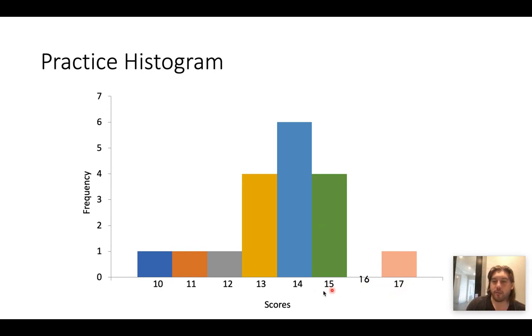Again, remember your possible scores are on the x-axis, and the frequency of those scores is on the y-axis.